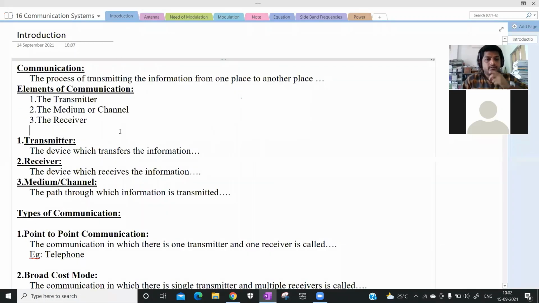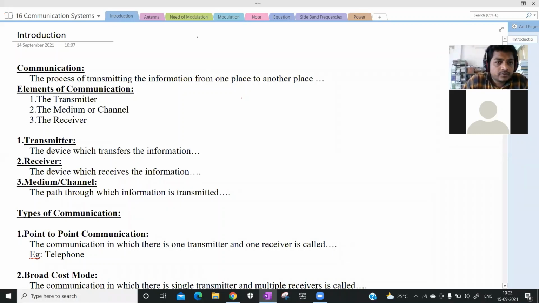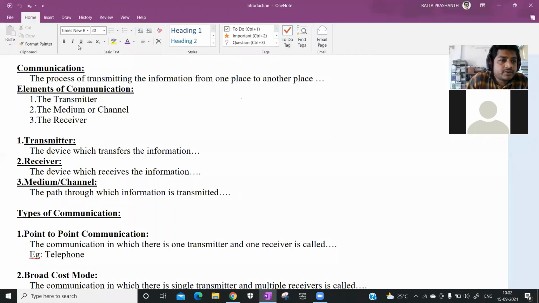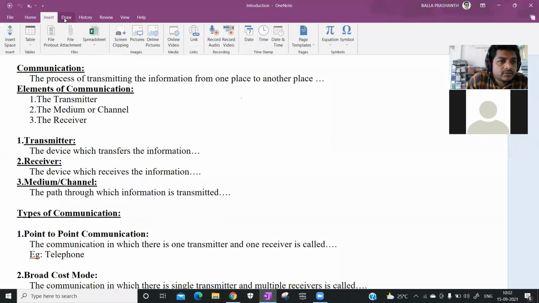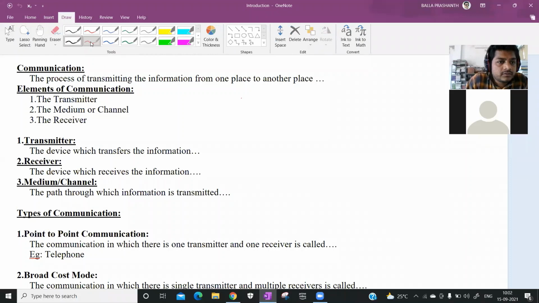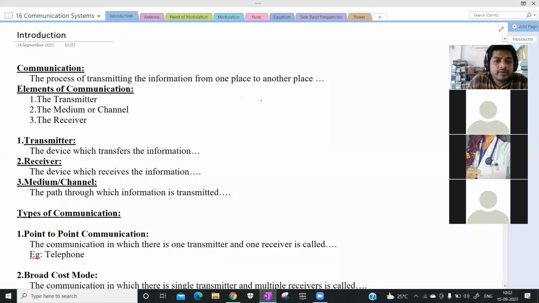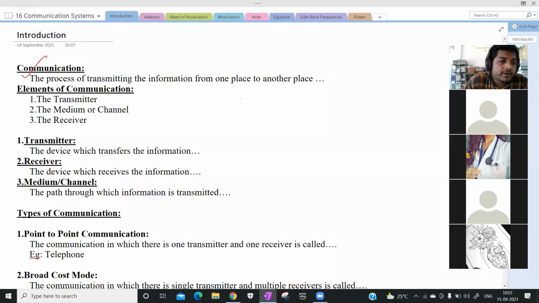Right. So we will record the things we studied in the previous class. We started communication systems. Tell me, what is communication? It is the process of transmitting the information from one place to another place. This is called communication.